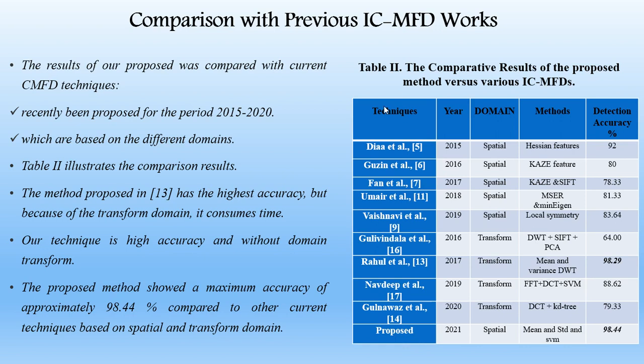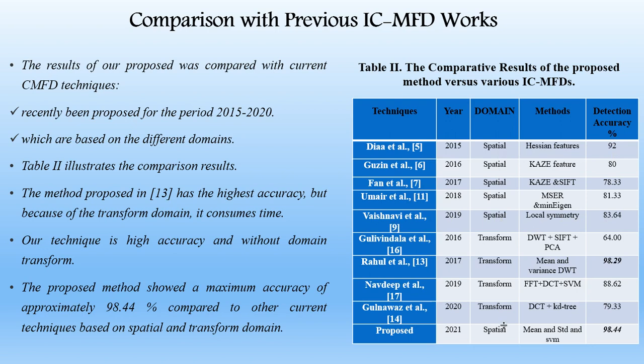In this table you can see the techniques, with different spatial and transform domains. The years run from 2015 until our proposed method in 2021, and the domains are spatial and transform. You can see the different methods and features used, and the last column is the detection accuracy. For 2015 you can see this one is India, with 92, but these are spatial domain until here.